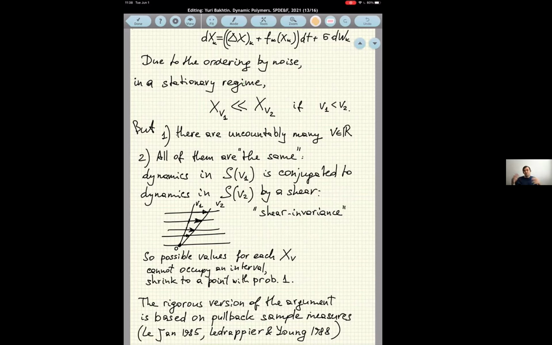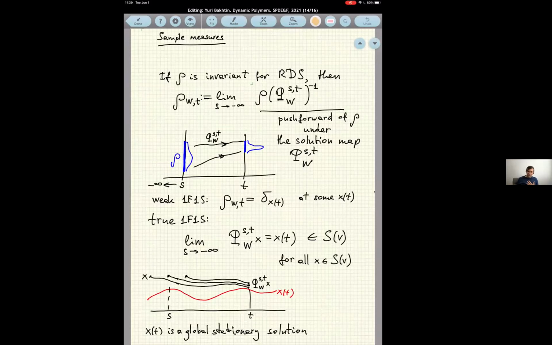So you have to work a little harder to make this mathematical, but essentially, for each V, the possible paths worked out by the dynamics cannot occupy an interval. So you end up with one point. This distribution is worked out by the dynamics. And so essentially this is the point of the one force, one solution principle. The rigorous version of this argument is based on the notion of sample measures.